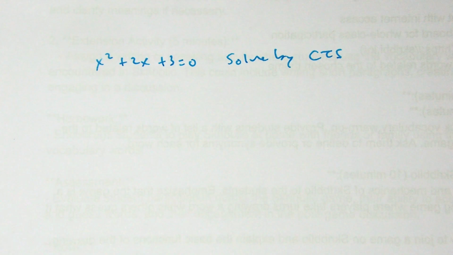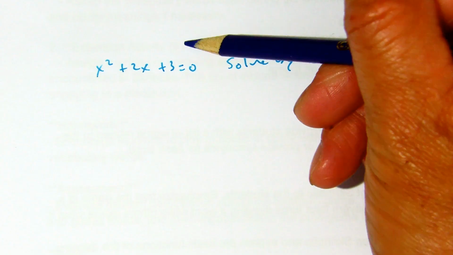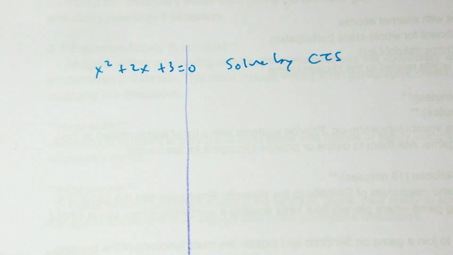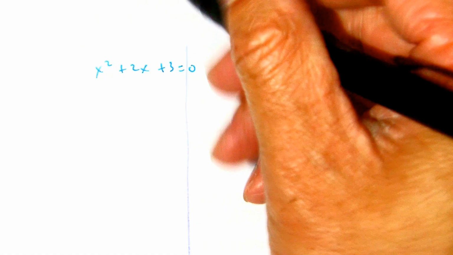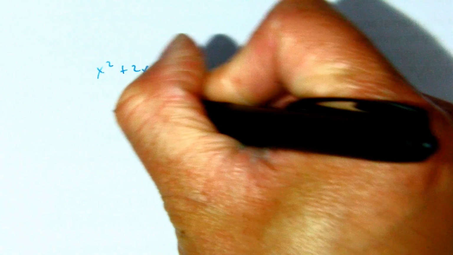Okay, based off of your formula sheet, what's the first thing we need to do? What do you do with the C value? You got to move it, yes? So I'm going to subtract 3. So the constant is on the other side.